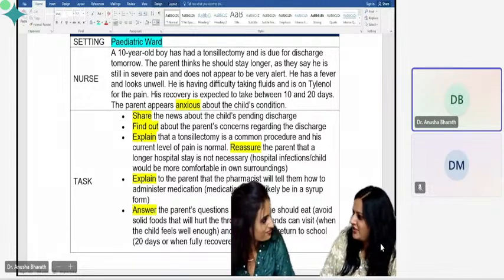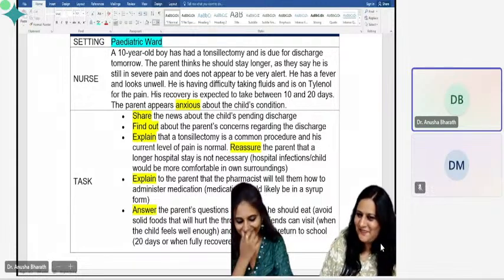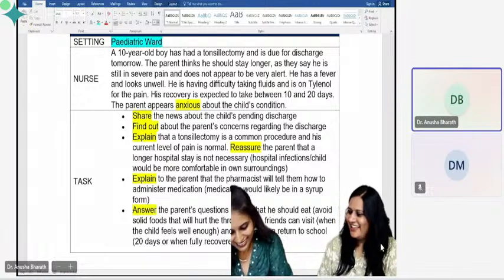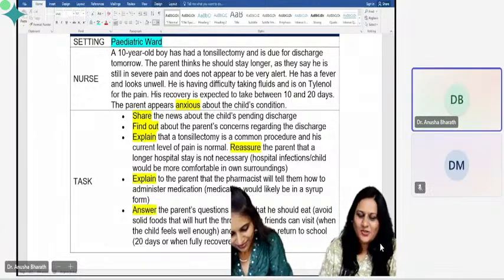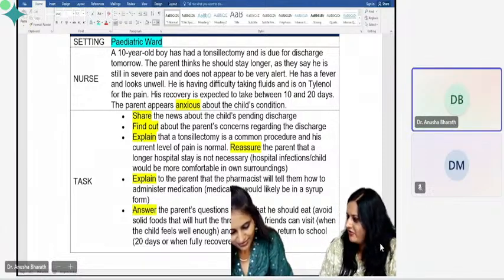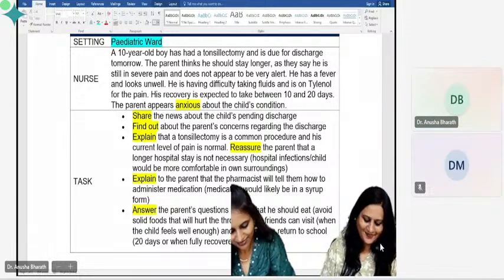Well, I'll be the patient's parent, in this case. And Dr. Amisha will be playing the role of the nurse.